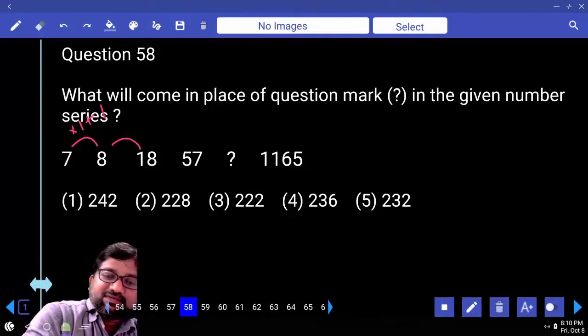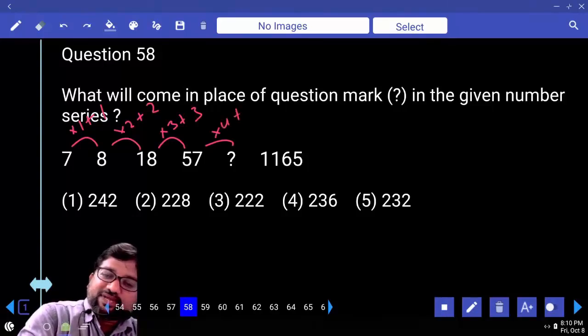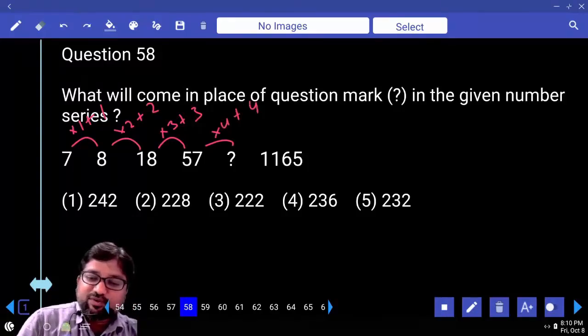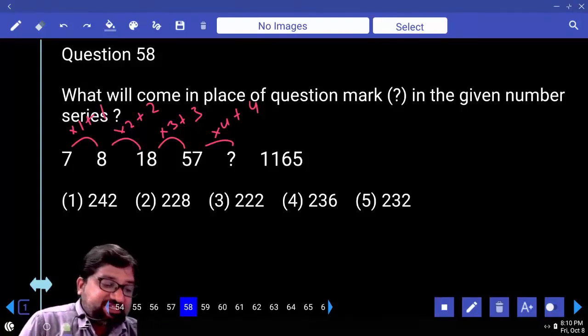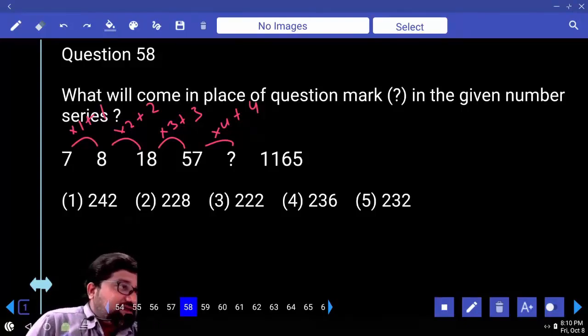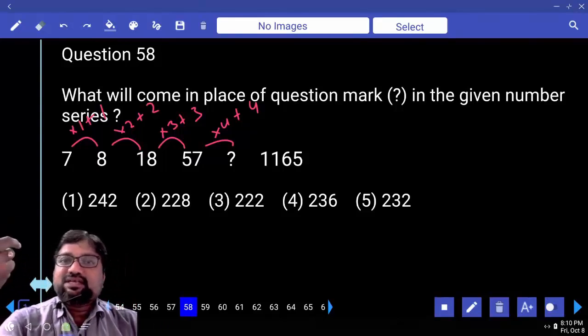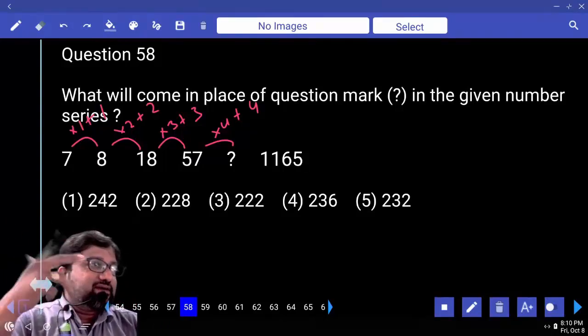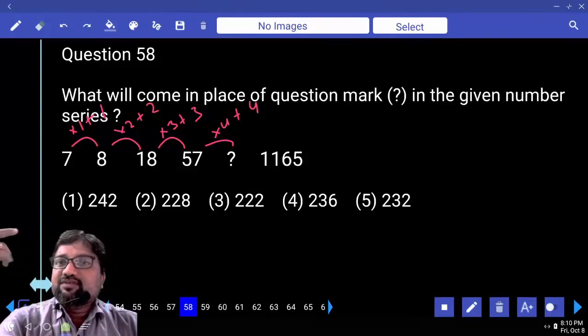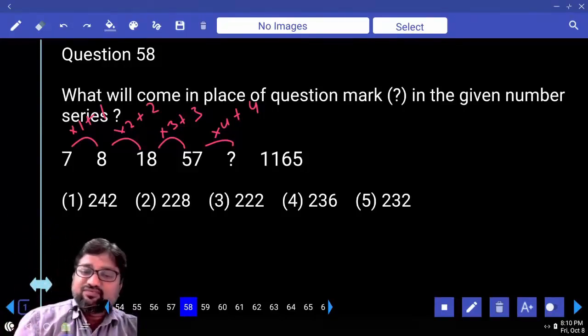Next, into 2 plus 2. Into 3 plus 3. Into 4 plus 4. Come on, into 4 plus 4. What should be your answer? 57 into 4. Any number into 4, remember, double double. Any number into 4 means double double. 57 doubled is 114. 114 doubled is 228, plus 4.